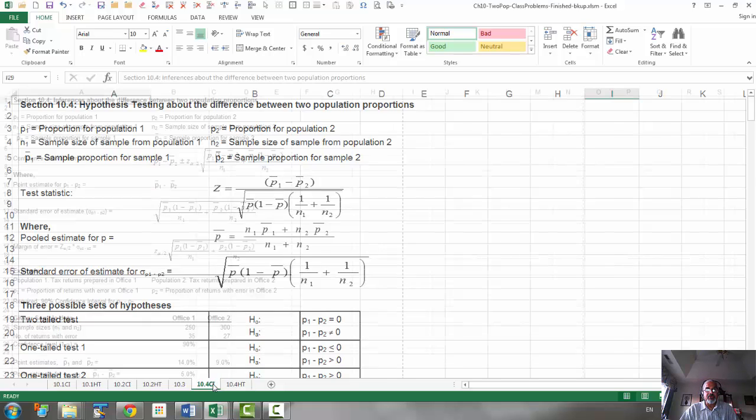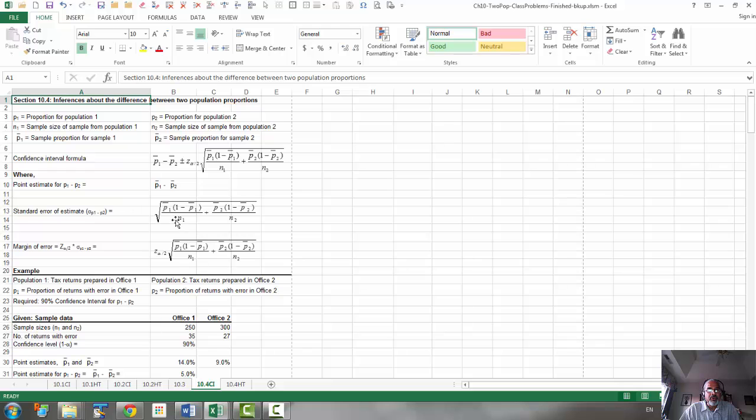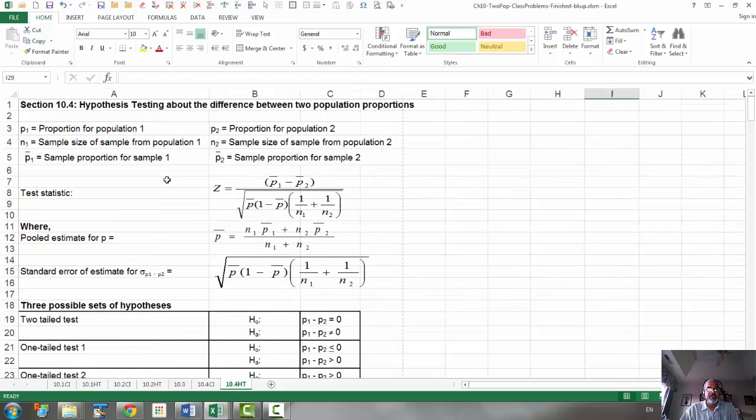In the confidence intervals, we do not pool. We use P sub 1 and P sub 2 individually. Whereas in hypothesis testing, we pool them and use this formula for computing the standard error estimate.